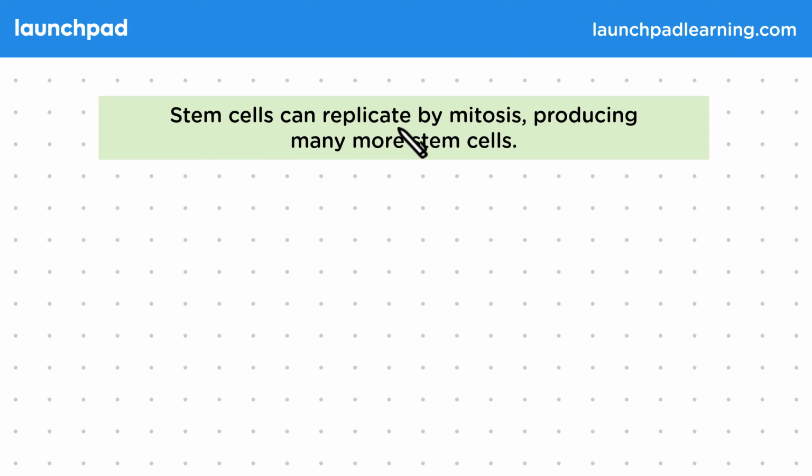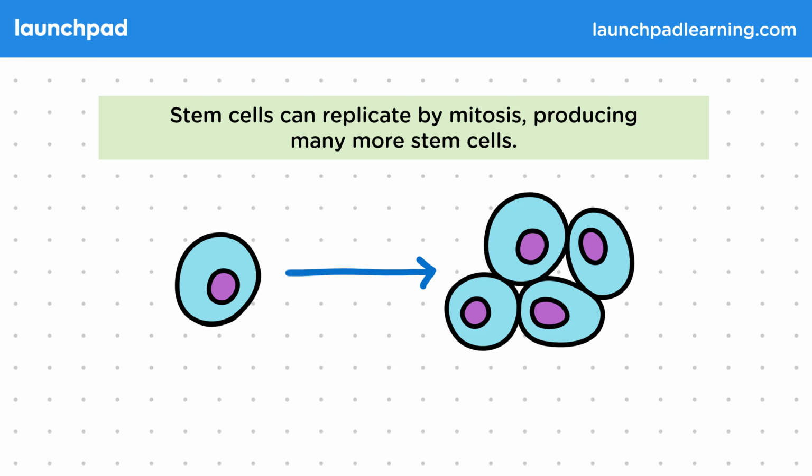Stem cells can replicate by mitosis, producing many more stem cells. Stem cells can self-renew, producing more stem cells to maintain a pool. Remember that once a stem cell has specialised, it cannot replicate to produce more stem cells. In the body, you can actually find different types of stem cell. Do you know what these are?